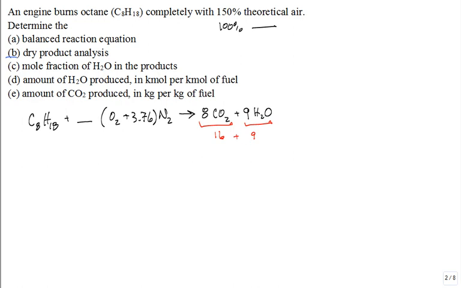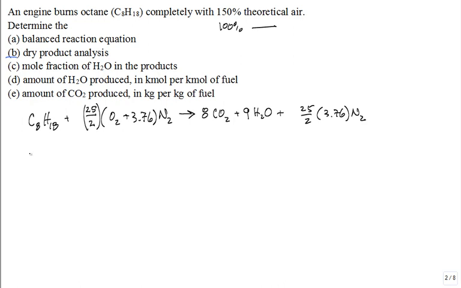So when I come back, I can put 25 divided by 2. And that will be my 100% theoretical air. And then to wrap it up, I'll have my 25 divided by 2 times 3.76 N2. So there it is. It's not my balanced reaction equation for the problem. It's not the answer to part A, but it's a step toward it.